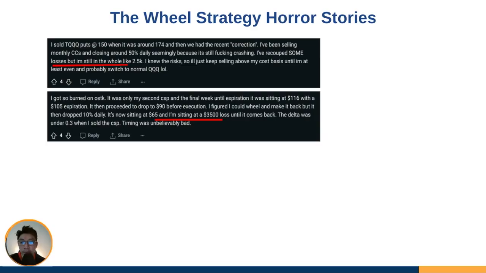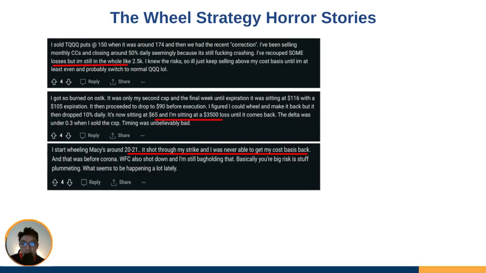So always be careful. The next one, as you can see down here, he says, "I'm sitting at a $3,500 loss." Again, same thing, right? If you get the timing wrong and the market just crashes after you get into the trade, then you're in for a roller coaster ride where your emotions are going to be up and down, right? Because if the market doesn't recover and go back up to where you sold your short put at, you're going to lose a lot of money.